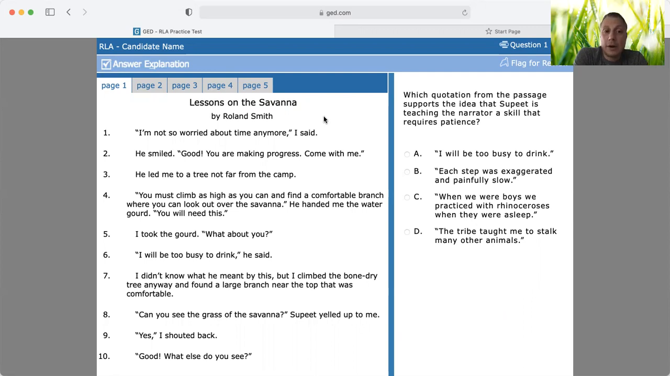He handed me the water gourd. "You will need this." I took the gourd. "What about you?" "I will be too busy to drink," he said. I didn't know what he meant by this, but I climbed the bone-dry tree anyway and found a large branch near the top that was comfortable. "Can you see the grass of the savannah?" Supeet yelled up to me. "Yes," I shouted back. "Good. What else do you see?"